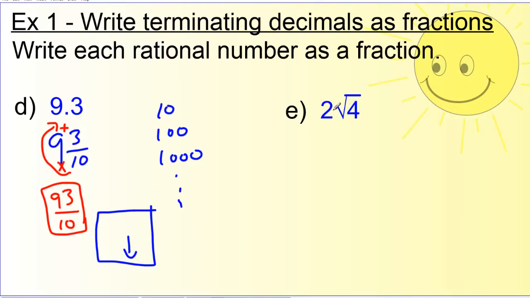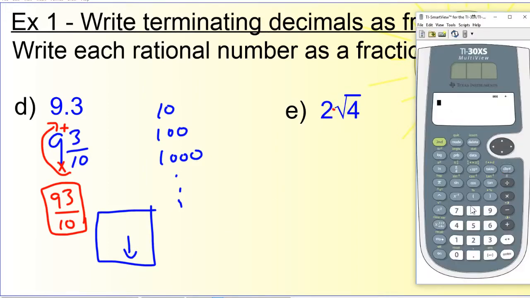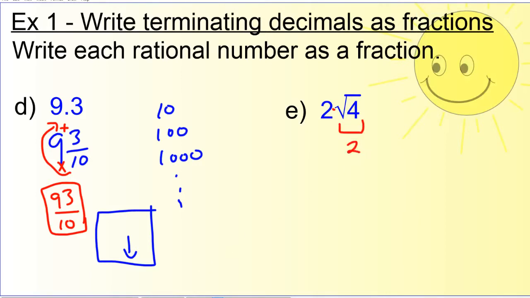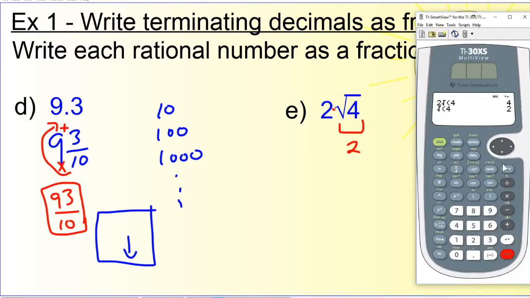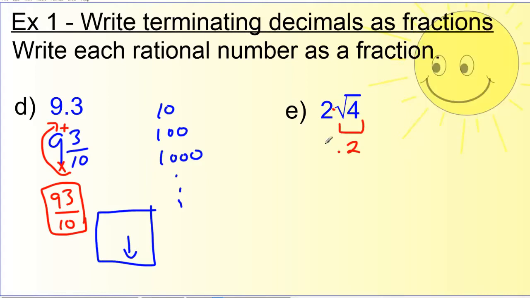Letter E, 2 times the square root of 4. So you probably on your calculator started by doing 2 square root 4 equals, and it spits out an answer of 4, which is correct because the square root of 4, just the square root part, is equal to 2, as we saw there. Square root of 4 is 2. And we're taking that times by the 2 out front, and 2 times 2 is 4. So to write that thing as a fraction, we just go 4 over 1, and we're done.